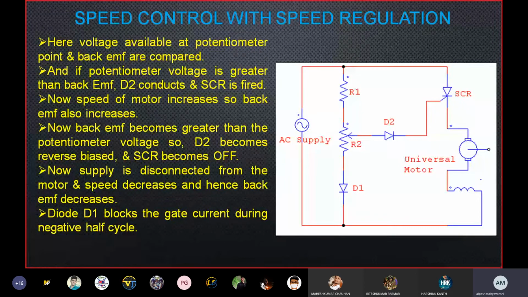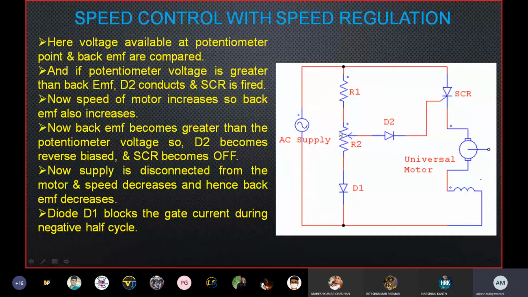As soon as the supply is disconnected, the speed of the motor reduces. As the speed of the motor decreases, the back EMF decreases, because both are directly proportional. As the back EMF of the motor decreases, it is again compared with the potentiometer terminal voltage. Here once again the potentiometer terminal voltage becomes greater than the back EMF of the motor.